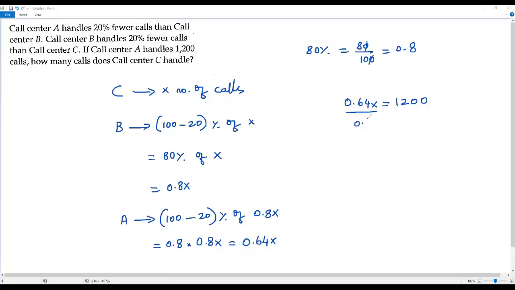For that, I have to divide both sides by 0.64. When I divide both sides by 0.64, the 0.64 will cancel out. It's a calculator section, so we can use a calculator to find the value of this fraction. When I divide 1,200 by 0.64, I get 1,875. So x equals 1,875. We have assumed x as the number of calls handled by call center C. So the number of calls handled by call center C is 1,875.